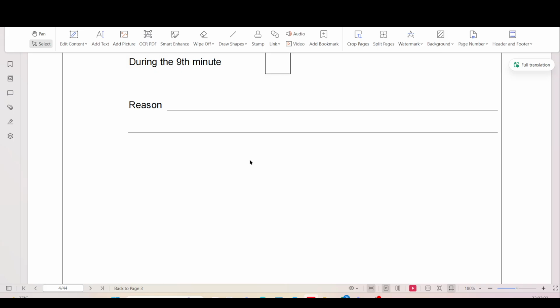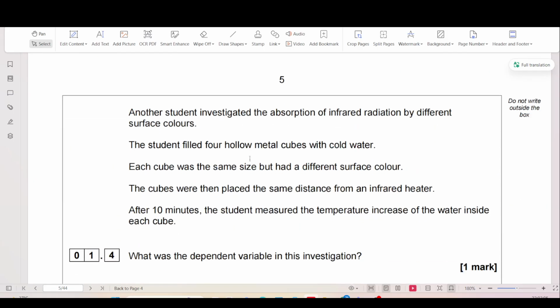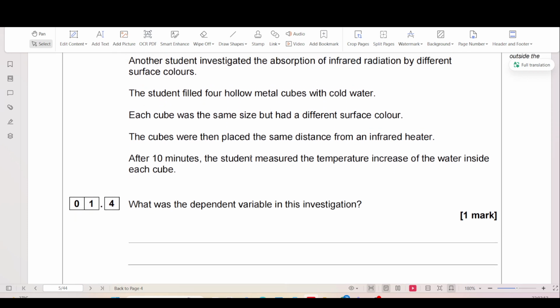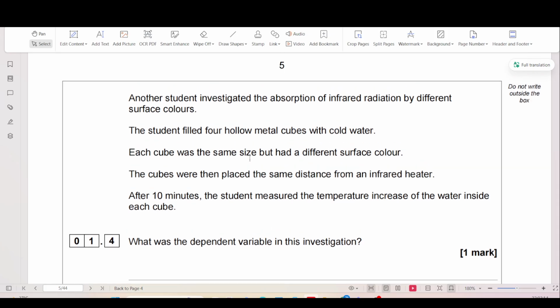Another student is investigating the absorption of infrared radiation by different surface colors. The student filled 4 hollow metal cubes with cold water. Each cube was the same size but had a different surface color. The cubes are then placed the same distance from an infrared heater. After 10 minutes, the student measured the temperature increase of the water inside each cube. What was the dependent variable? The dependent variable was the temperature change. Yes, temperature change, exactly.